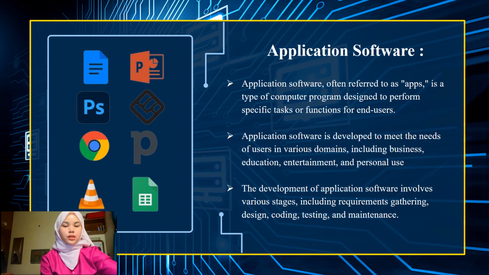The second category of software is application software. Application software, also known as applications or apps, refers to a type of software designed to perform specific tasks for end users. Application software can be classified into various categories based on its functionality and purpose, such as productivity software. The first one, word processor. For example, Microsoft Word. It's used for creating and editing text documents. Second, spreadsheet, such as Microsoft Excel, to perform data analysis.